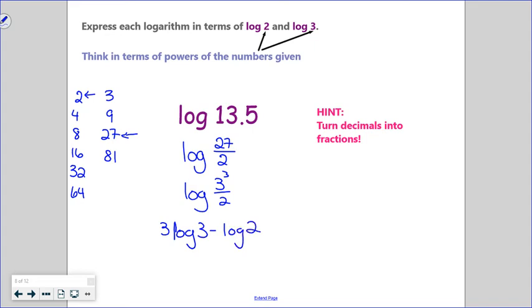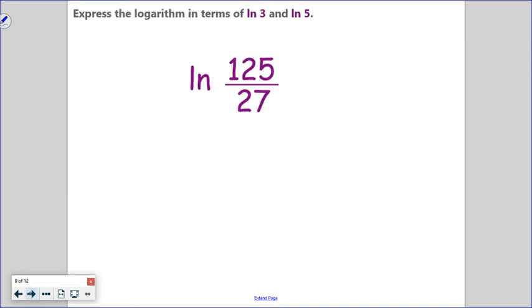Follow the directions that they give you. This one changes it to natural log, which does not impact what we do at all, but it changes it to the numbers 3 and 5. So I would recreate lists for myself of powers of 3, 9, 27, 81, however far I need to go, and powers of 5, 5 to the 1st, 5 squared, 5 to the 3rd, however far I need to go until I find numbers that work for that problem.